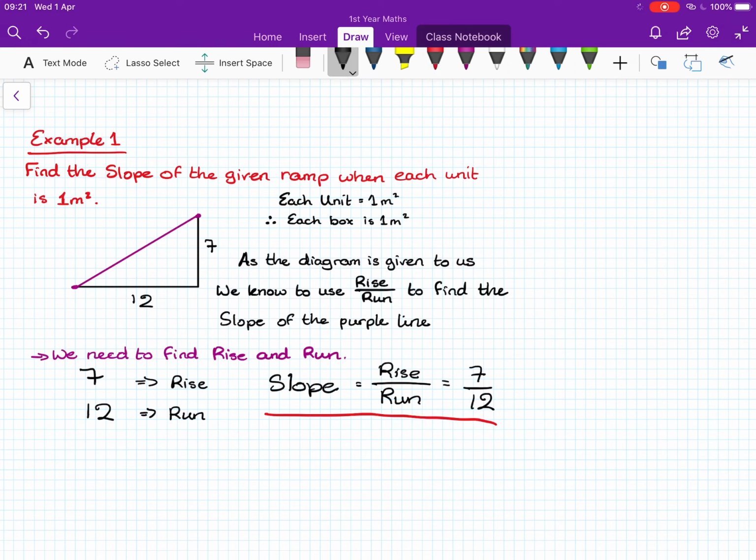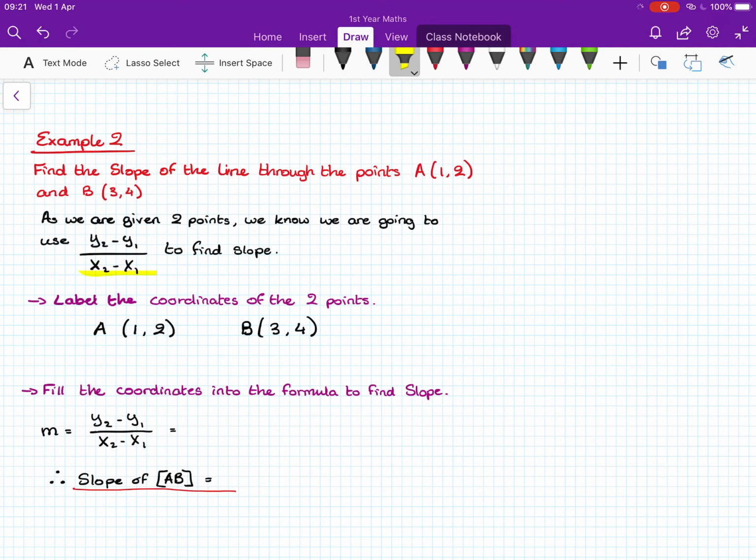We also have another example here of where we're given 2 points. So this is where we're going to use that second formula, y2 minus y1 over x2 minus x1, to find the slope. So I've been given 2 points. There's no diagram in this one. So what I'm going to do firstly is label my coordinates. My point A, I'm going to label with x1 and y1, the x and y coordinates for the first point. On my point B, I'm going to say x2 and y2, the coordinates for my second point.